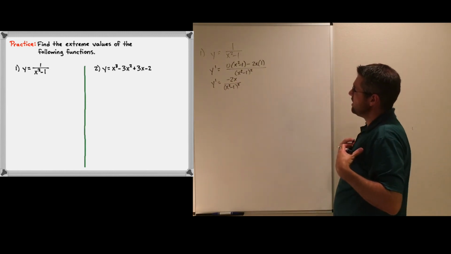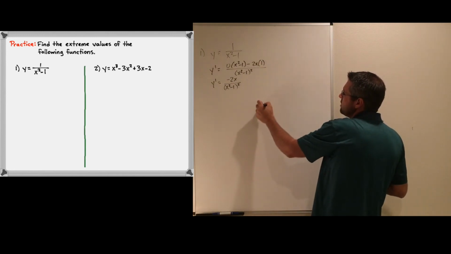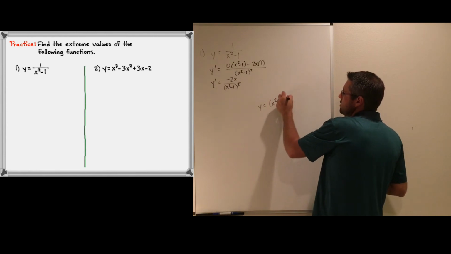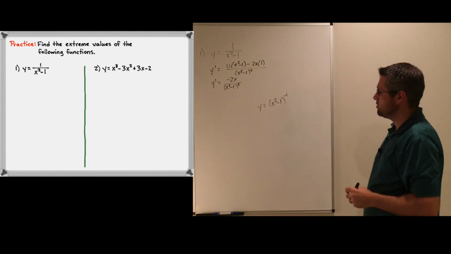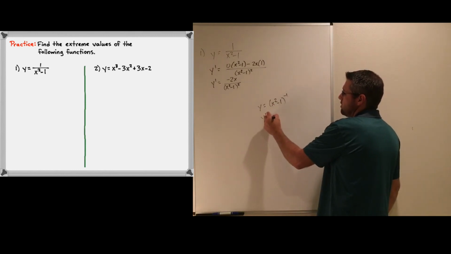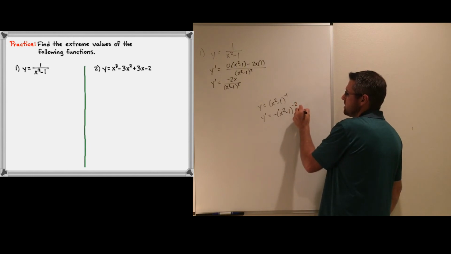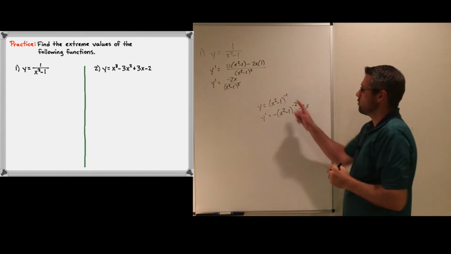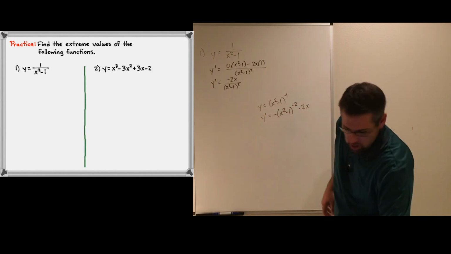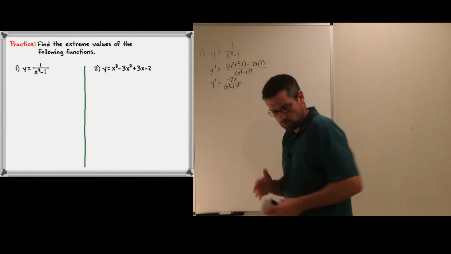I personally like rewriting a function like that so that it looks like this: y equals x squared minus 1 to the negative first power, and then I would use the chain rule on that. You'd end up with y prime equals negative x squared minus 1 to the negative second times 2x, and then you could rewrite it like this. Now ultimately this is going to help us solve this problem a lot faster than this will, but we're just going to go with the quotient rule.